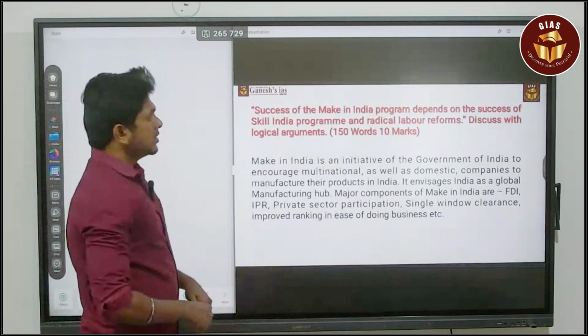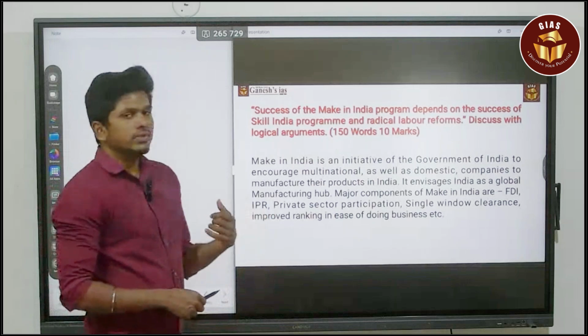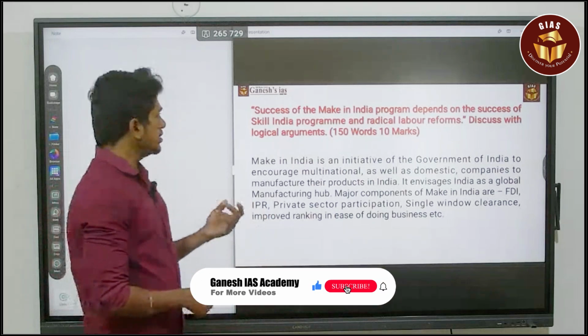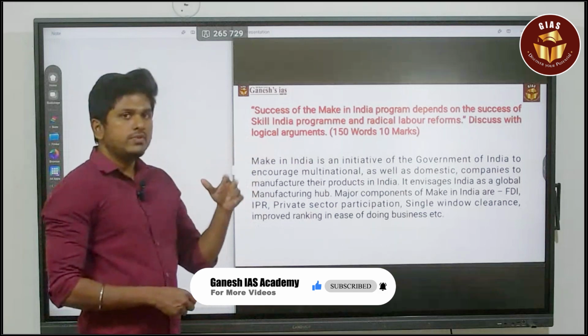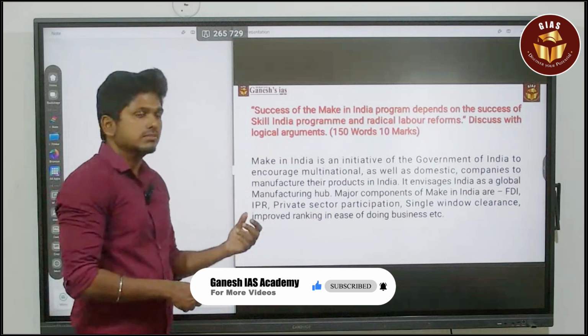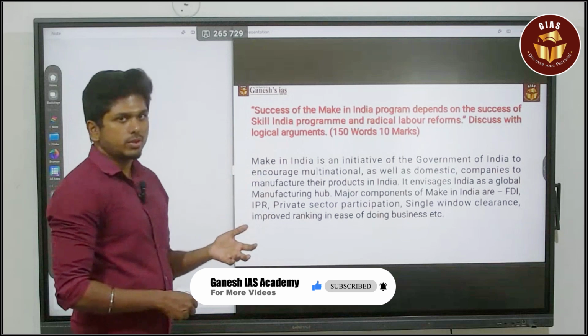Okay. This question was asked in 2015. It is a 150 words, 10 mark question. Again, it is one of the easiest questions. The thing is, it connects two different schemes and shows how one scheme is connected to the other. So here it is speaking about the Make in India and Skill India programs.